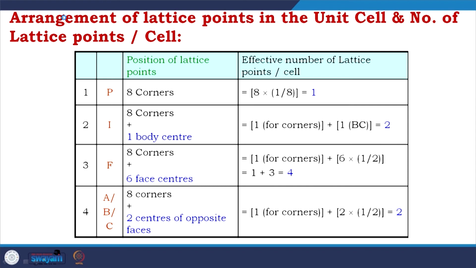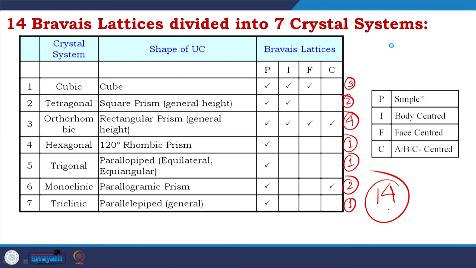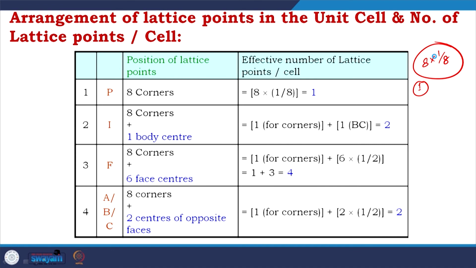Arrangement of lattice points in the unit cell and number of lattice points per cell. So, if it is primitive, there are 8 corners and the effective number of lattice points per cell is 8 into 1 by 8, so 1 point. For I, if you do not remember, go back, I is body centered. So, 8 corners and 1 point for the body center. So, 1 plus 1 is 2.